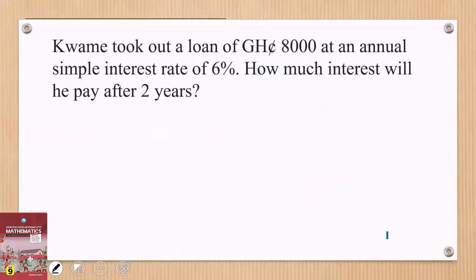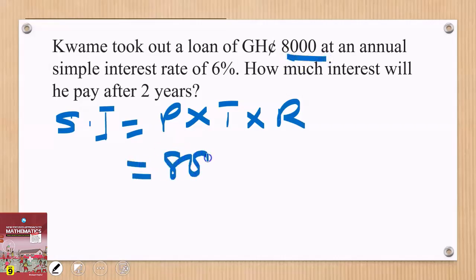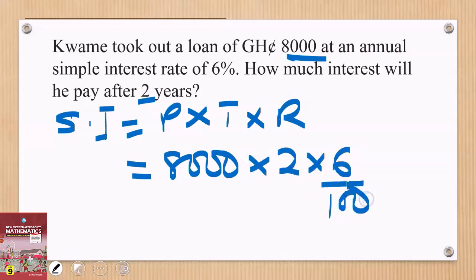Kwame took out a loan of 8,000 at an annual simple interest rate of 6%. How much interest will he pay after using the money for 2 years? Okay, so again, the simple interest is equal to the principal times time times rate. Note that the rate is in percentage, so it must be over 100. Now we want to know the principal. According to the question, it is given as 8,000. What about the time? 2 years. What about the rate? 6. So 6/100.